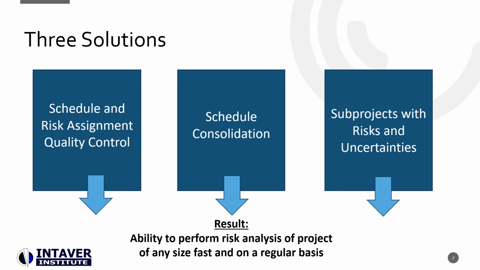Three solutions: schedule quality control. In addition to traditional set of diagnostic tests such as DCMA 14-point inspection, schedule diagnostics for risk analysis include additional steps which will help to determine problems that may affect results of analysis. Most of these tests are related to the quality of precedent networks and checks for activities with constraints, without successors and predecessors. Schedule consolidation, replacing sequential individual activities with large activities and assigning risk to them. Sub-projects with risks and uncertainties. Insert nested sub-projects with risks and uncertainties to the project schedule.